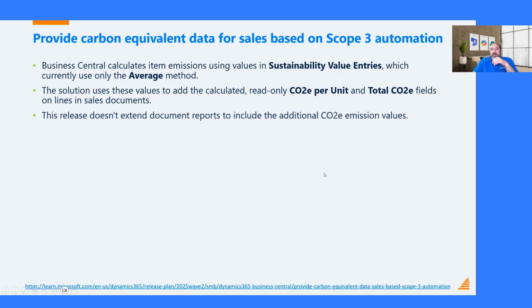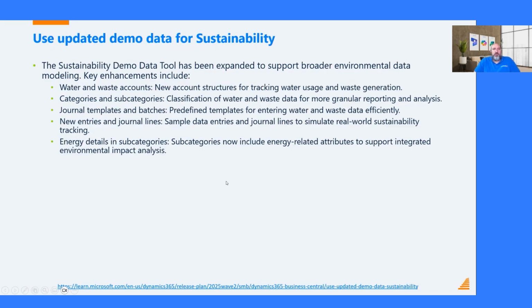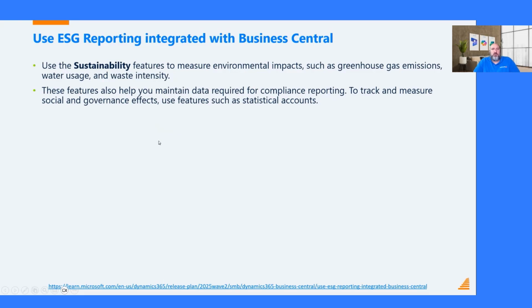Provide carbon equivalent data based on scope 3 automation. There's quite a couple of changes in here. Going to jump through some of these. Use updated demo data for sustainability. A lot of new demo data has actually been included to help show you what is actually possible, including demo data around waste and water accounts. The journals, there's a lot of new entries in the journals to show you what you can do with that.